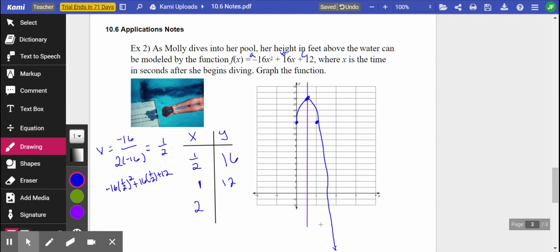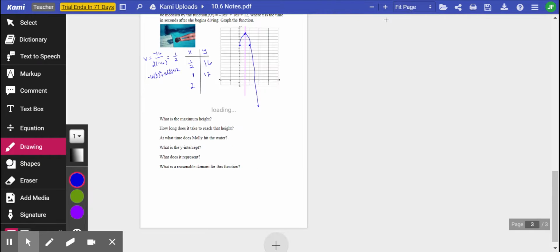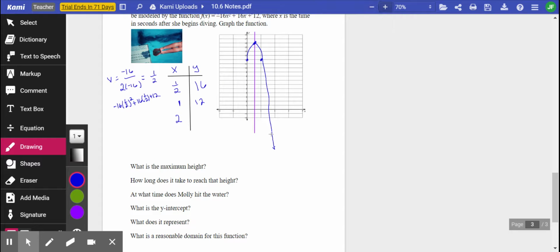I apologize for the squiggly lines. Hopefully yours is a little bit more straight than that. Notice that in this case, if you think of 0 as the pool, she actually started at 12 feet, jumped up in the air, and then came back down and hit the water, hopefully gracefully, somewhere between 1 and 2 seconds. So let's see if we can answer the questions.